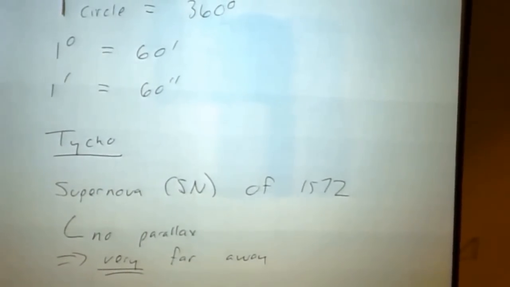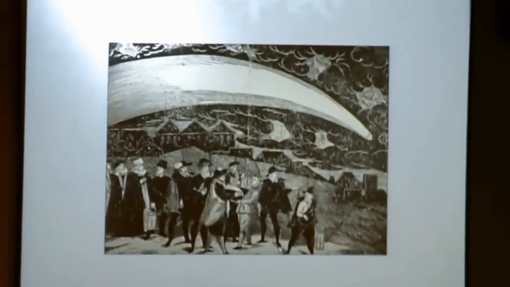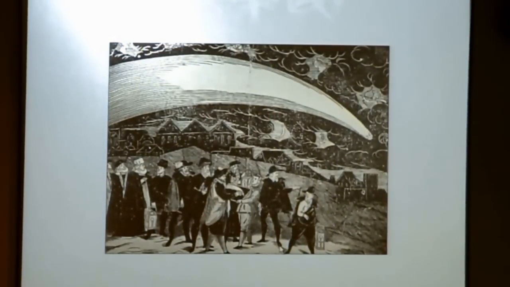Second big discovery is kind of the same deal. We don't have to spend so much time on it because it's the same deal. There's a big famous comet. Where is it? Here it is. So this was 1. 2 is the comet of 1577, just 5 years later.